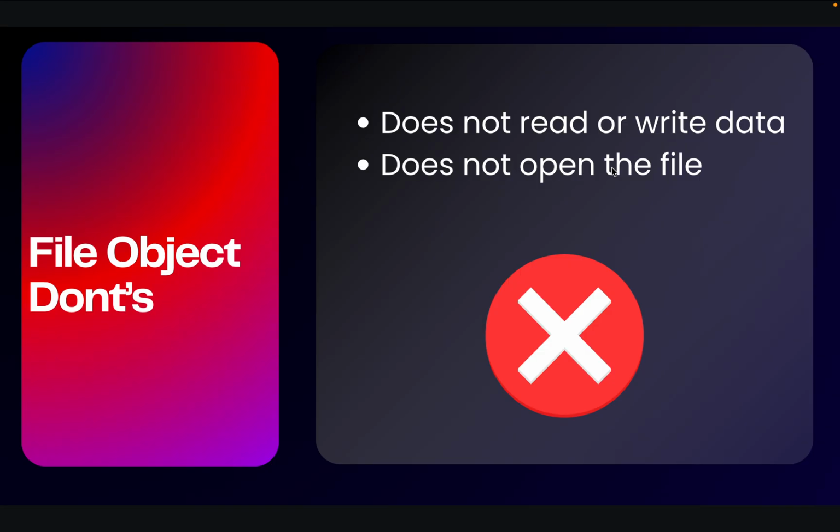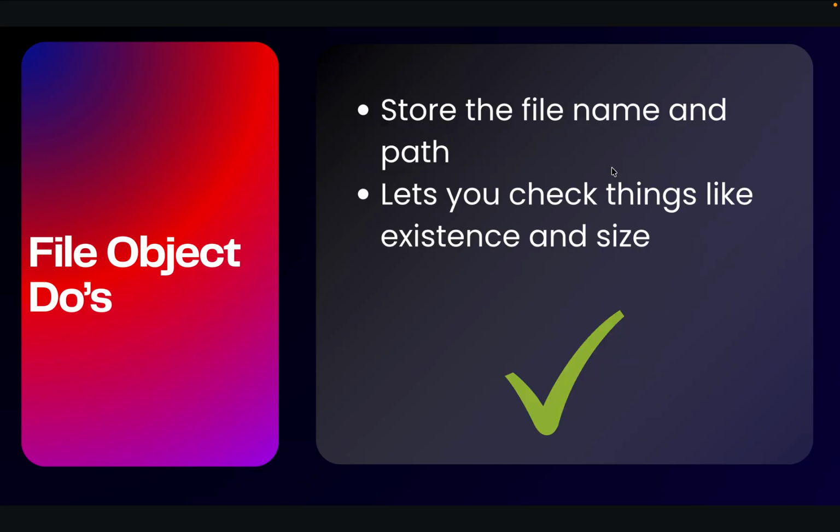Now, what it won't let you do is read or write data in that file, and it also will not let you open the file. So the File object is pretty much useful for storing that file name and path and letting you use some file methods on it.